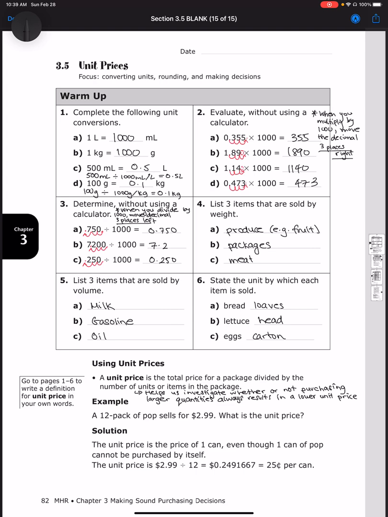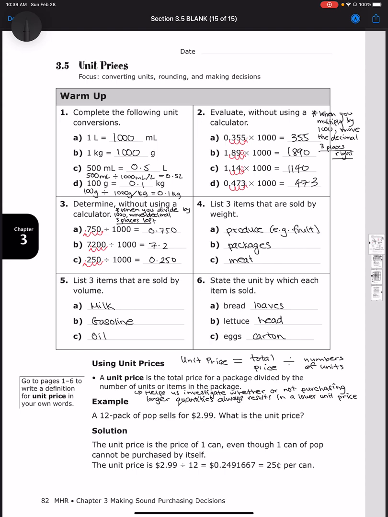So as already alluded to, a unit price is the total price for a package divided by the number of units or items in the package. So if we were to make some sort of formula for this, we can say that the unit price is equal to your total price of the product divided by the number of units in the product. And this basically tells us how much each unit is worth, how much each unit costs.